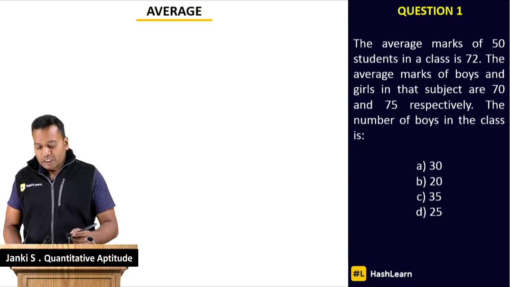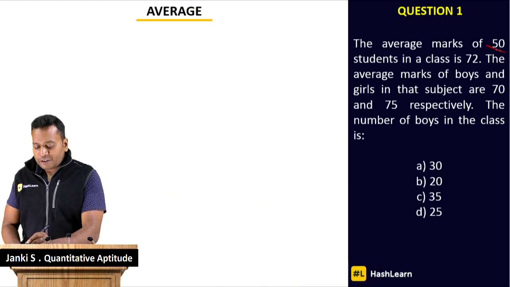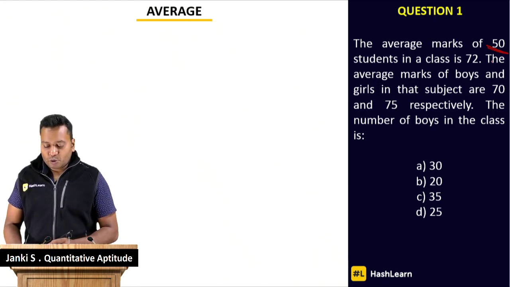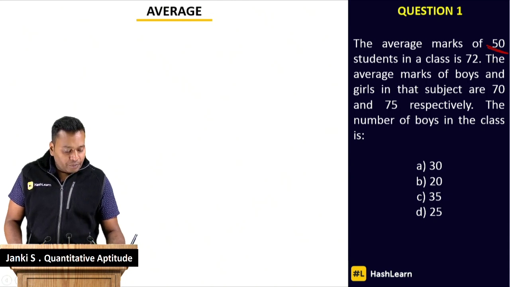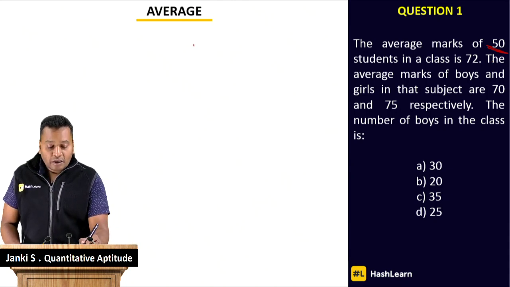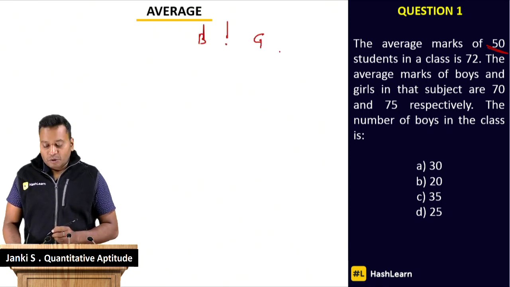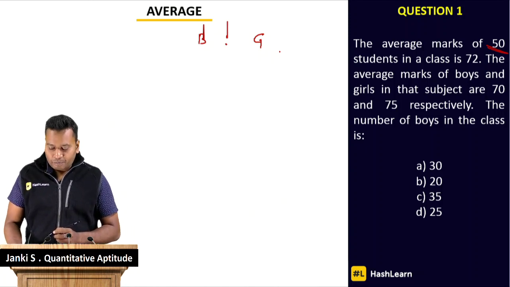तो अब एलिगेशन के लिए मुझे क्या पता करना है? एवरेज मार्क ऑफ 50 स्टूडेंट्स है, 72 है और इनको मैंने दो ग्रुप में डिवाइड किया था. एवरेज मार्क ऑफ बॉयज एंड गर्ल्स आर 70 एंड 75. द नंबर ऑफ बॉयज इन द क्लास. राइट, तो अब मैं इसको डायरेक्टली लिखता हूं. आई हैव सम बॉयज एंड गर्ल्स. राइट, अब इनका मुझे रेशियो चाहिए. इफ आई नो द रेशियो आई कैन डेफिनेटली फाइंड द नंबर ऑफ पीपल.